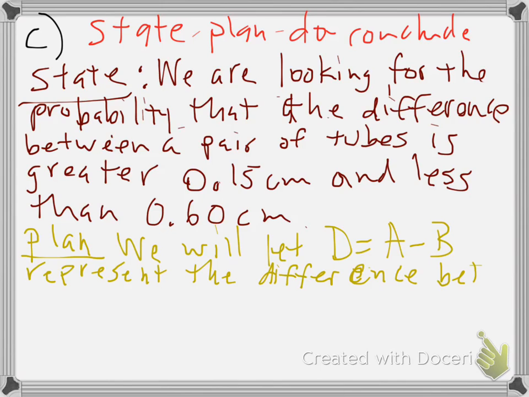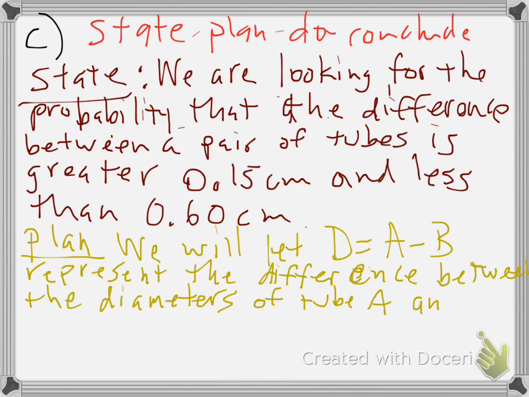I know I'm getting a little lax with saying between tube A and tube B, but what does that even mean? I'm not looking for the difference between tube A and tube B, but the difference between the diameters. That's my variable. It's not tube A and tube B, but the diameters of tube A and tube B. Let me make sure that sentence makes sense. We will let D equals A minus B represent the difference between the diameters of tube A and tube B.